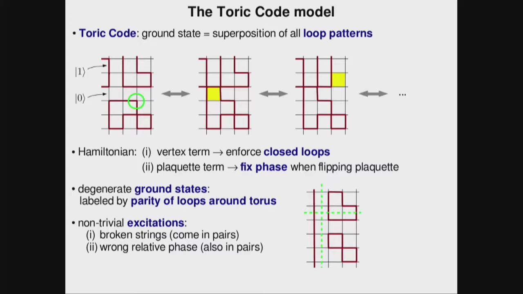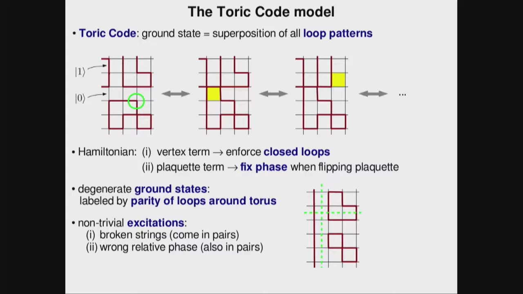Now, this model also has non-trivial excitations, and one way of building an excitation is putting not a closed loop, but an open loop, break a loop open. Obviously, each open loop has 2 endpoints, right? Each string must have 2 endpoints. So these excitations do come in pairs. The other thing is we could screw up the phase. We could say if we flip a plaquette, we don't put a +1 relative phase, but a -1 phase. These also have to come in pairs.